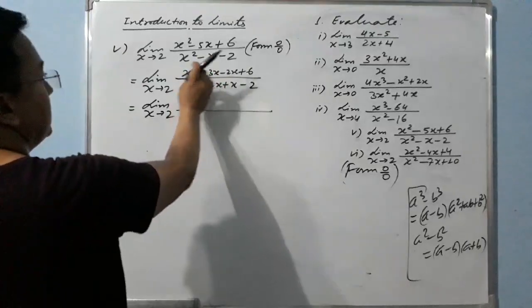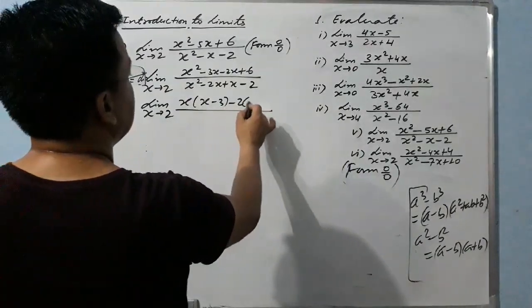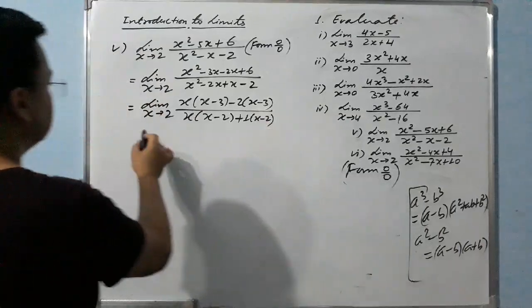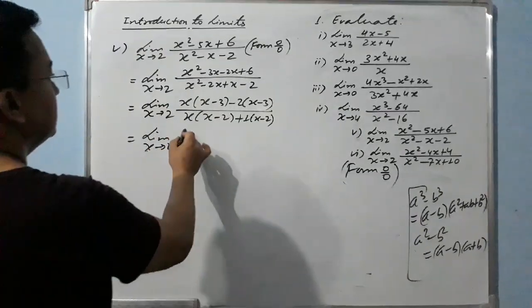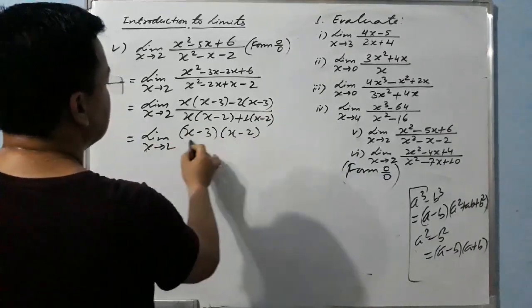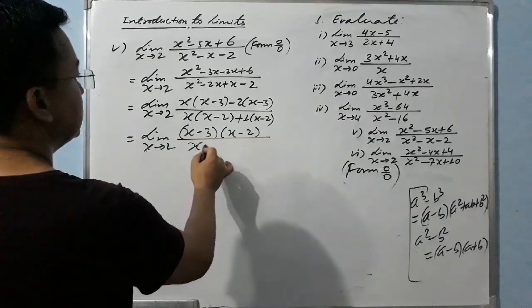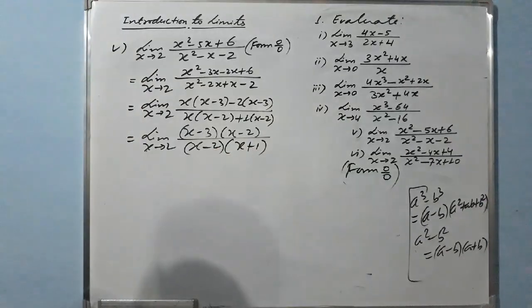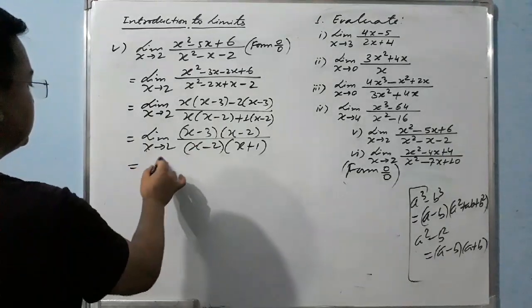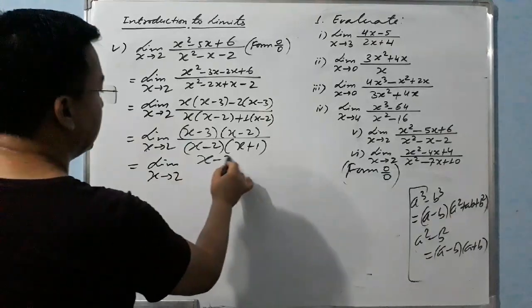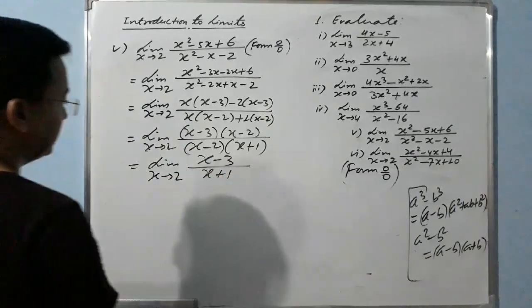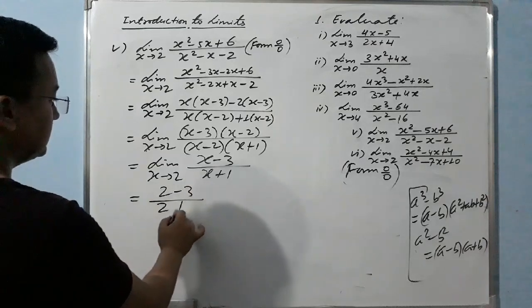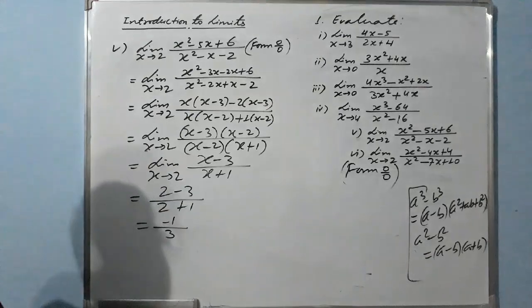Very well. From the first and last two terms, x common: x into x minus 3, and minus 2 common: x minus 3. In the denominator, x common: x into x minus 2, plus 1 common: x minus 2. So the limit as x tends to 2, x minus 3 is common, inside the bracket you get x minus 2, and x minus 2 is common in the denominator, and inside the bracket we have x plus 1. Yes, x minus 2 gets cancelled out. You are getting x minus 3 upon x plus 1. Now this is not an indeterminate form. x tends to 2 gives minus 3 and x plus 1 gives 3, so minus 1 upon 3. This is the limit of the function.